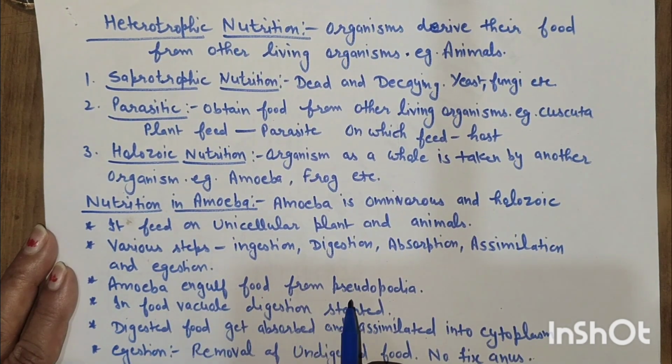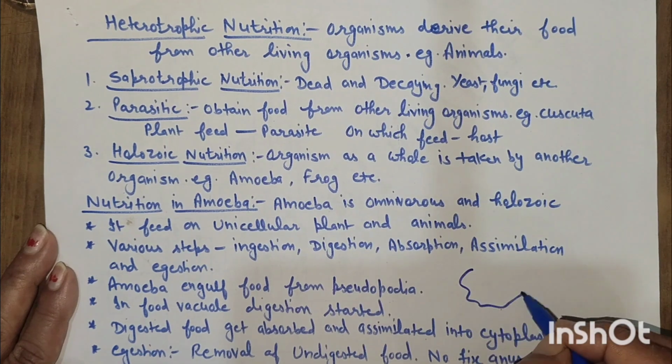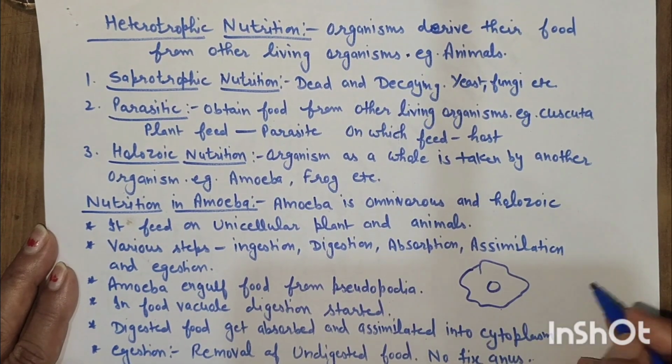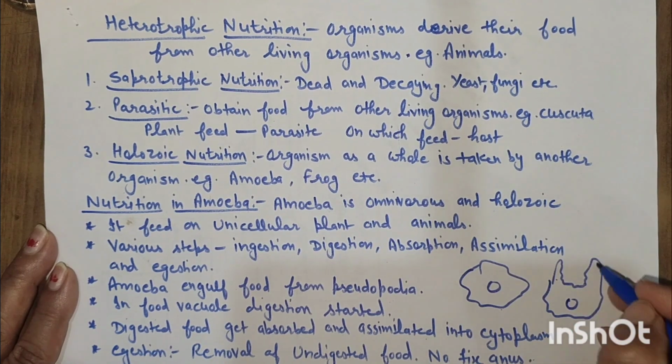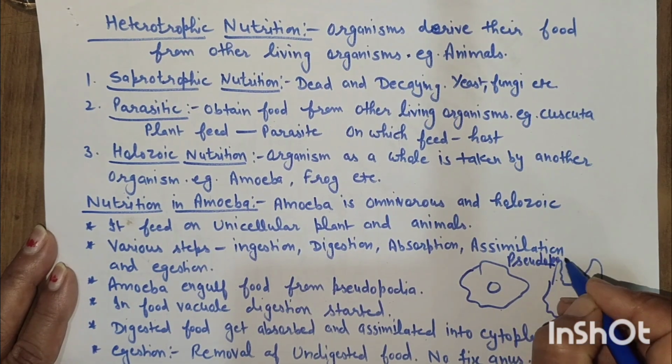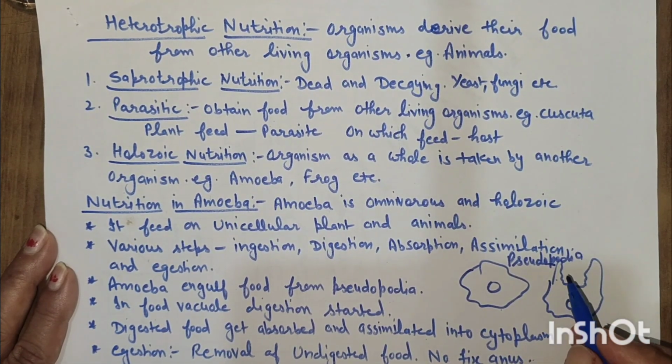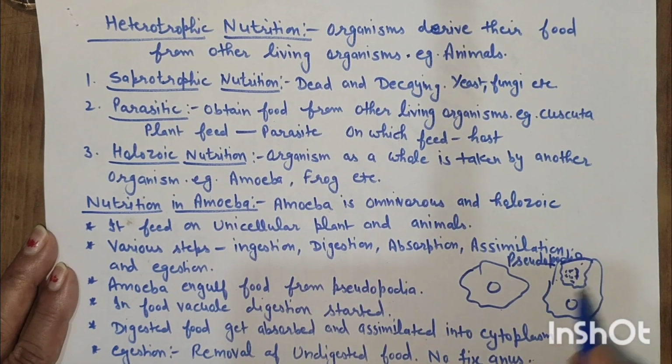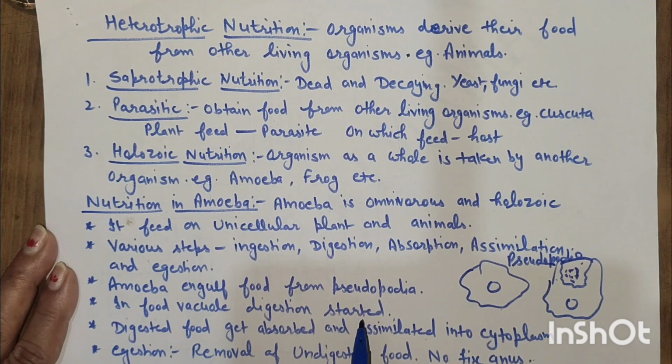Amoeba ingests food with pseudopodia. Here, the amoeba releases finger-like projections outside the body, and these are called pseudopodia, also called false feet. These pseudopodia cover the food with a membrane and engulf it, and this becomes the food vacuole. In the food vacuole, digestion starts and the digested food gets absorbed and assimilated into the cytoplasm.